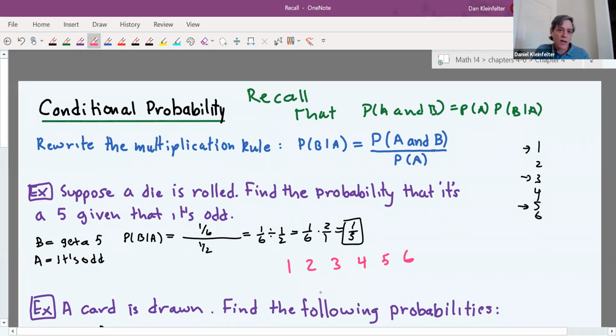Okay, so let's start fresh. We've got the numbers 1 through 6. The probability that it's a 5 is 1/6. If we're given that it's odd, it's one of these 3 numbers.